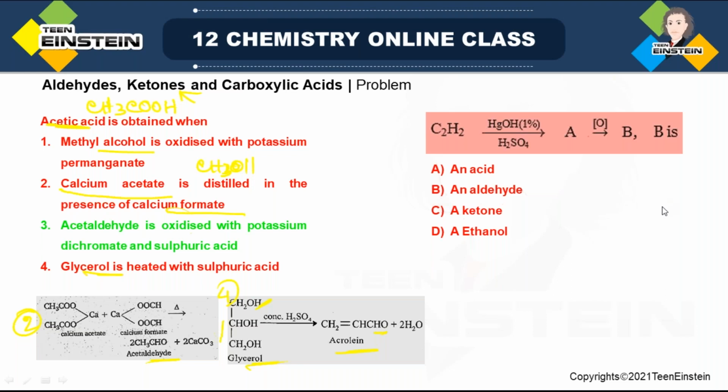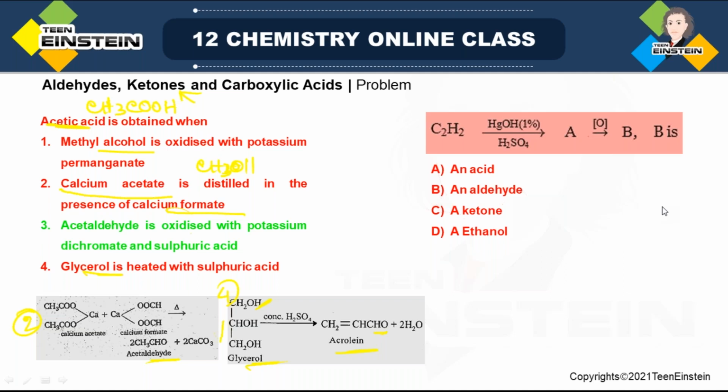Hello everyone. In this chapter, we have seen how to prepare carboxylic acid. That is all the methods for preparation of carboxylic acid, and based on that, we have discussed some problems, and some more problems we'll discuss. After finishing it, there will be physical properties for carboxylic acid, and after that, chemical behavior of carboxylic acid. That means all the chemical reactions that are given by carboxylic acid will be discussed.